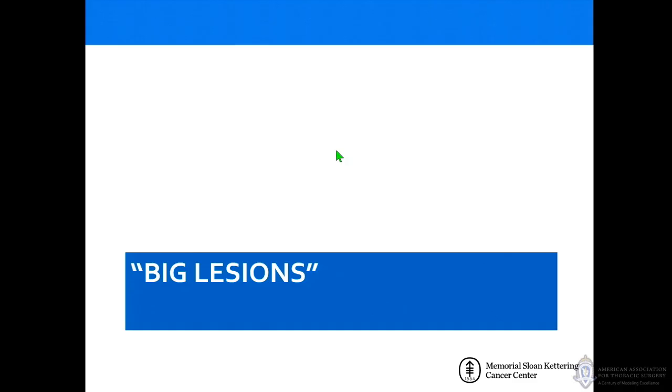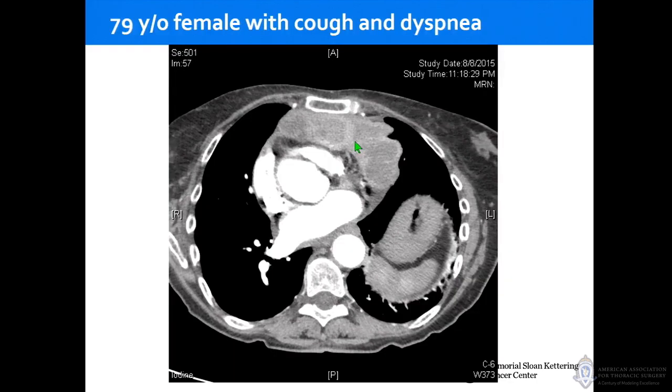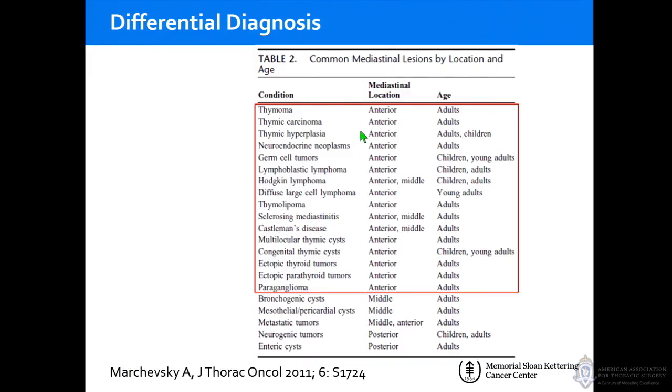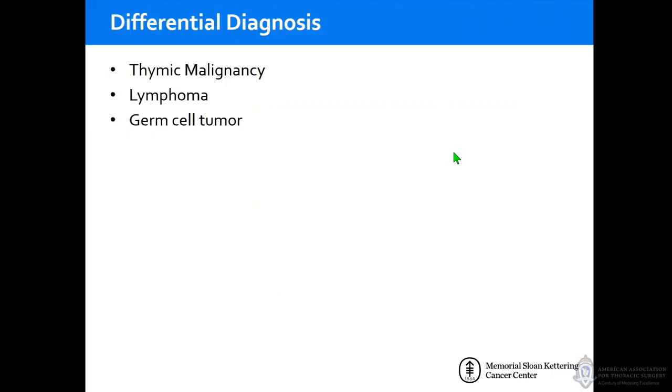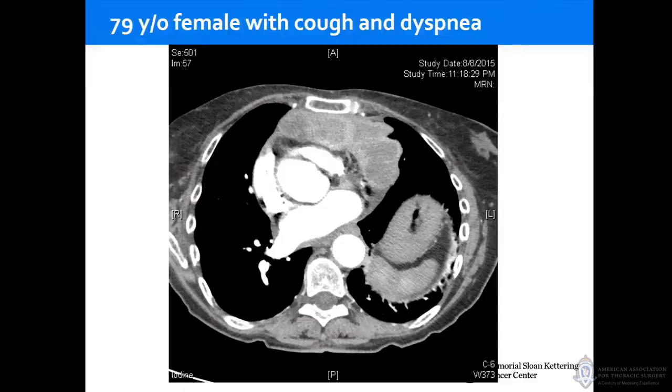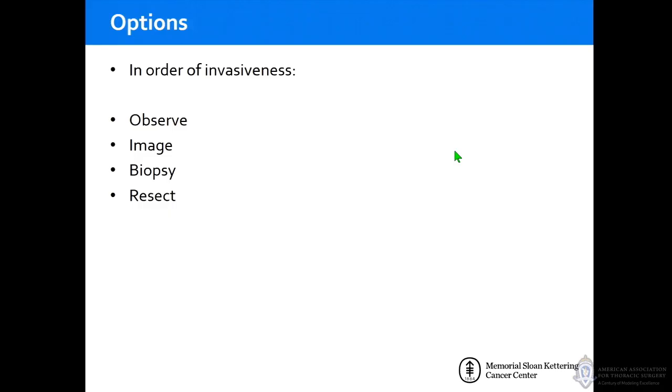So let's shift to the big lesions. Here's a 79-year-old woman who presented initially with cough and dyspnea. What would you do with this patient? Well, we had this long laundry list in the beginning, but once you start getting the big things, I think the list starts to shrink down to mostly malignant type etiologies. So thymic tumors, lymphoma, germ cell tumors. This woman saw a surgeon and went through the options: observe, image, biopsy, or resect.